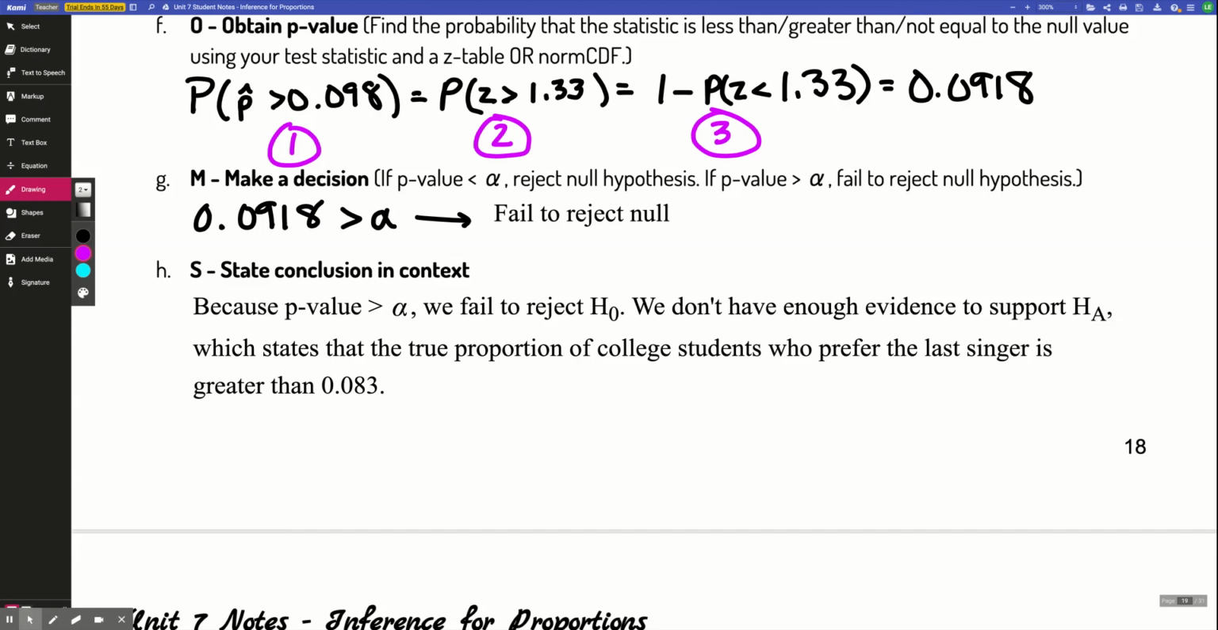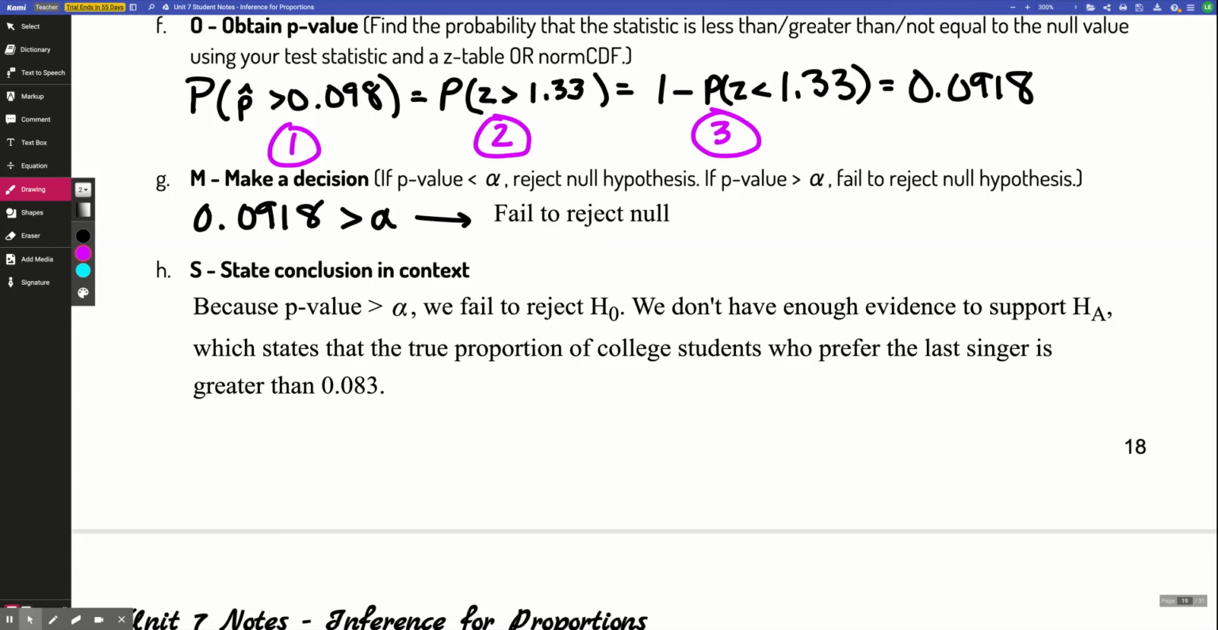Okay, so that's essentially what you're saying in the last step, which is state your conclusion in context. So you would say, because the p-value is greater than alpha, we fail to reject the null. We don't have enough evidence to support HA, which states that the true proportion of college students who prefer the last singer is greater than 0.083. Okay, so we don't know for sure if it's actually equal to 0.083.